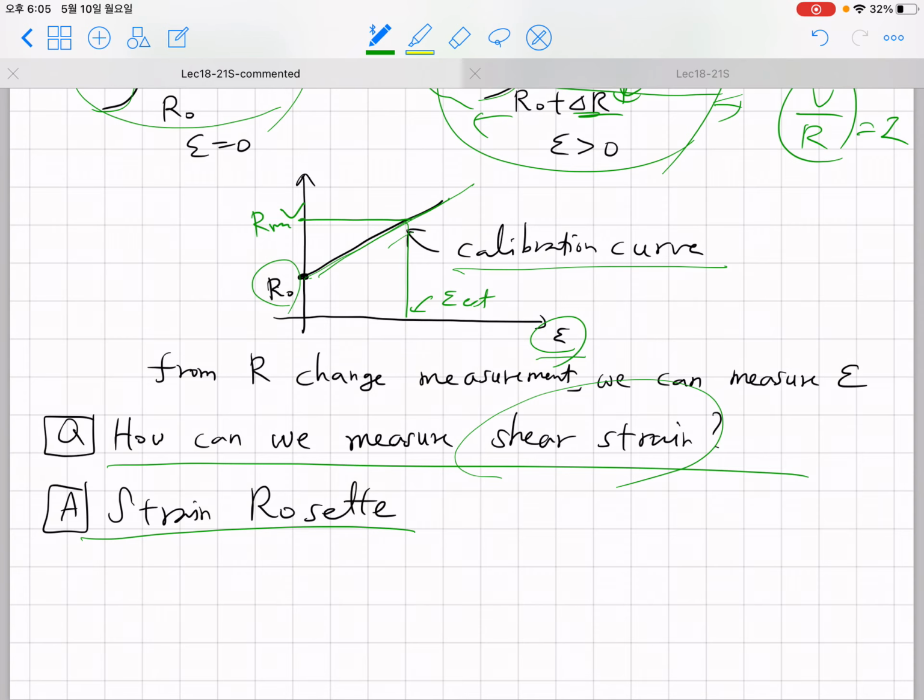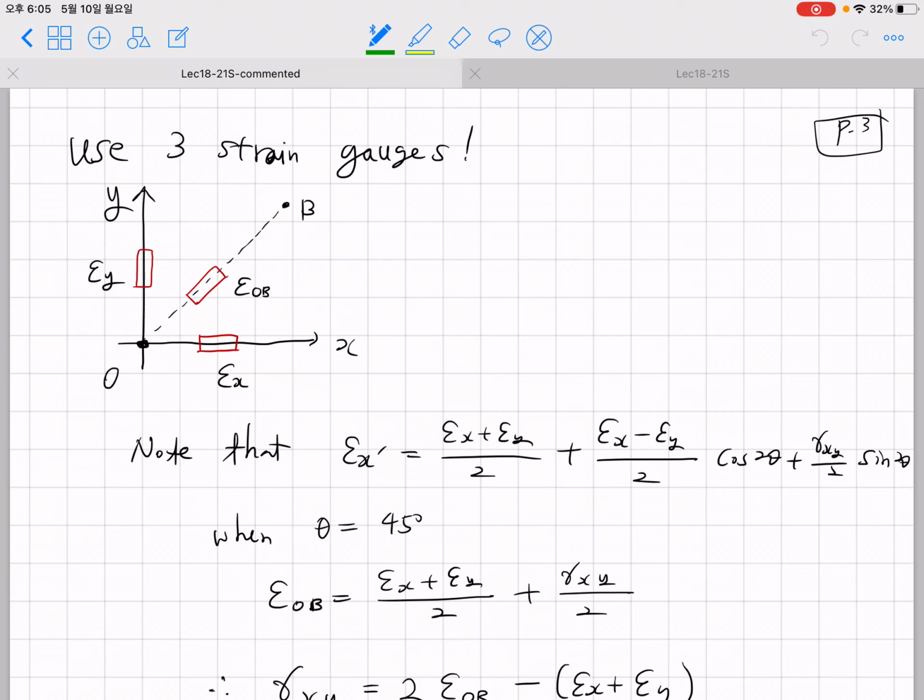So a strain rosette is a device composed of 3 strain gauges. So that looks like this. Each strain gauge has the same origin. If you extend this direction and the long direction here and the long direction here, they meet at exactly 1 point.